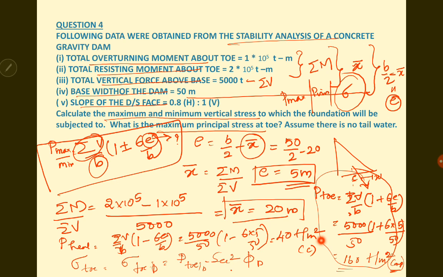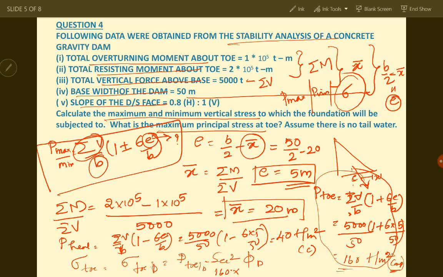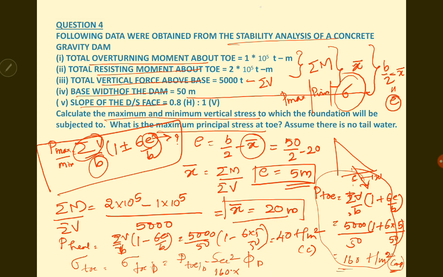So what is the secant square phi d? How to find secant square phi d? The P value you already know, that is 160 ton, that you have already calculated. Now you have to find secant square phi d. It can be found out as, they have given us the slope criteria. So what is tan phi d? Phi d is this angle, that is downstream angle. Tan phi d is given as 0.8 by 1 or otherwise 0.8.